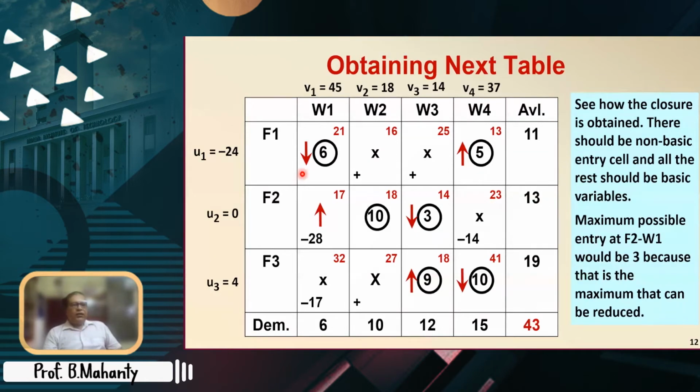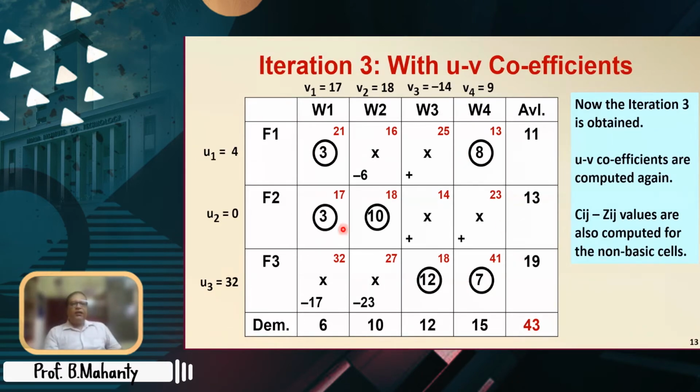So we see that we have to make some entry here. Then the closure is obtained once again. This goes down, this goes up, this goes down, goes up, goes down. Again, we have to check the maximum that can go down. The 6 goes down, 3 goes down, 10 goes down. That means only 3 can be shifted. So this 3 is shifted now, and that is iteration 3.